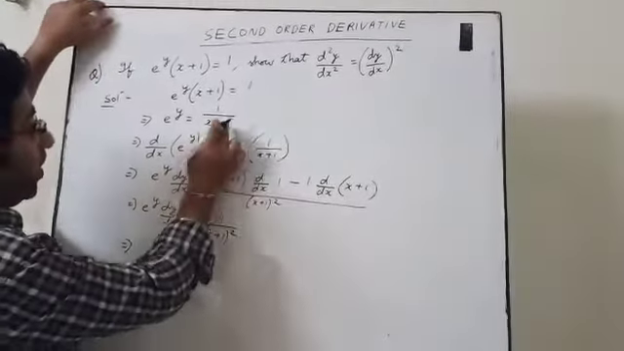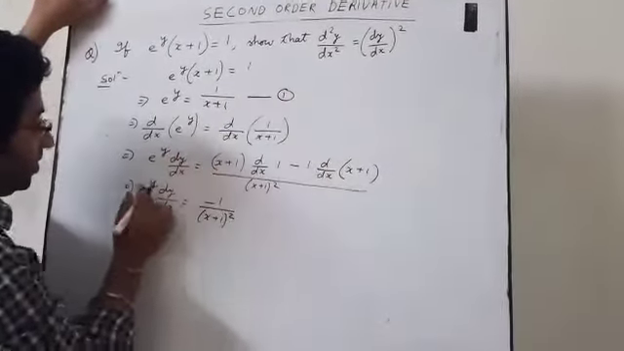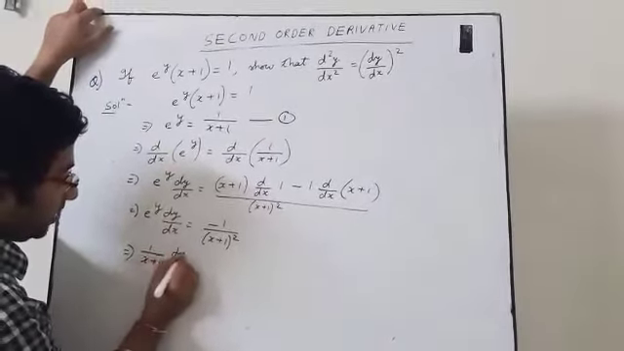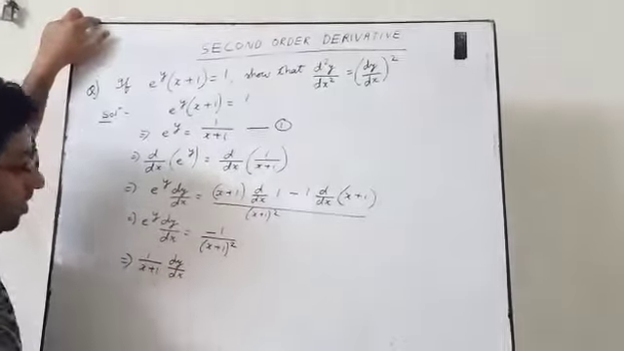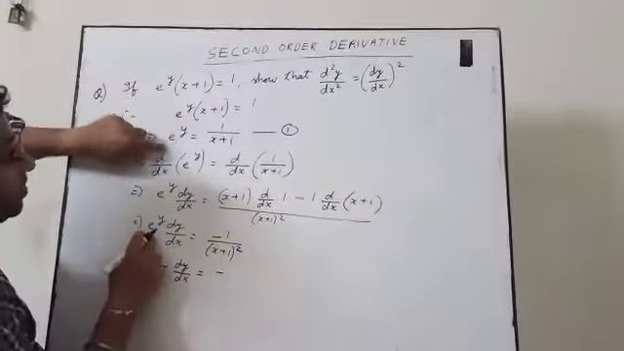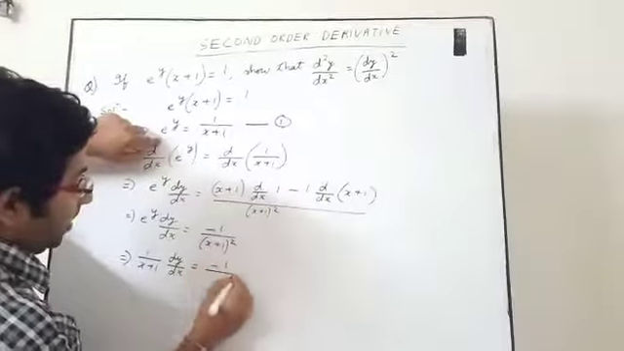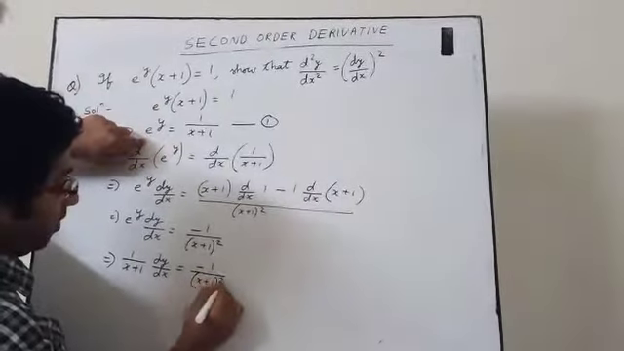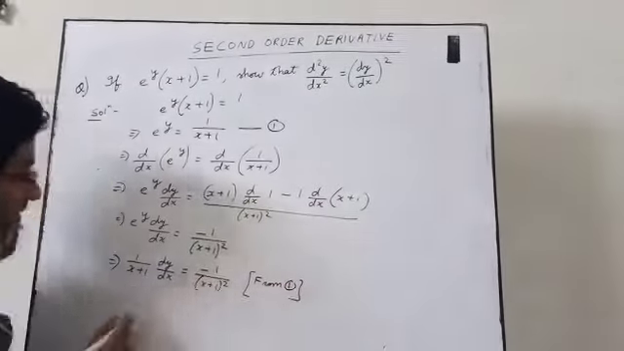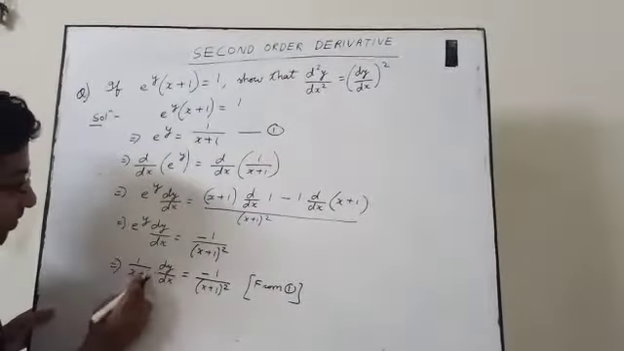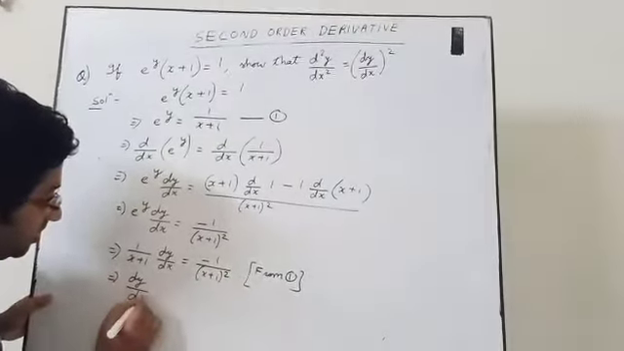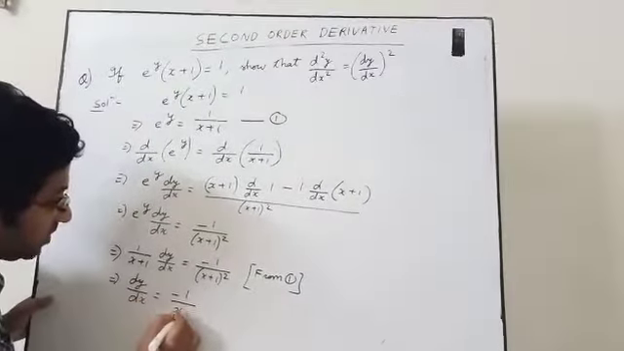So what is e to the power y? It is from equation 1. e to the power y is 1 by (x plus 1). So 1 by (x plus 1) times dy by dx equals minus 1 by (x plus 1) whole square, from equation 1. So (x plus 1) and 1 cancel. So what will you get? dy by dx is minus 1 by (x plus 1).